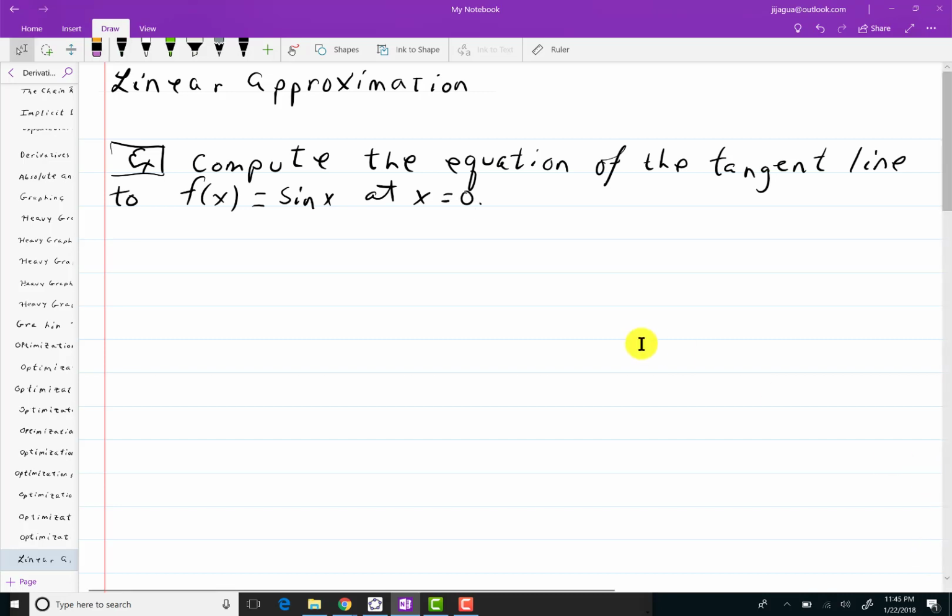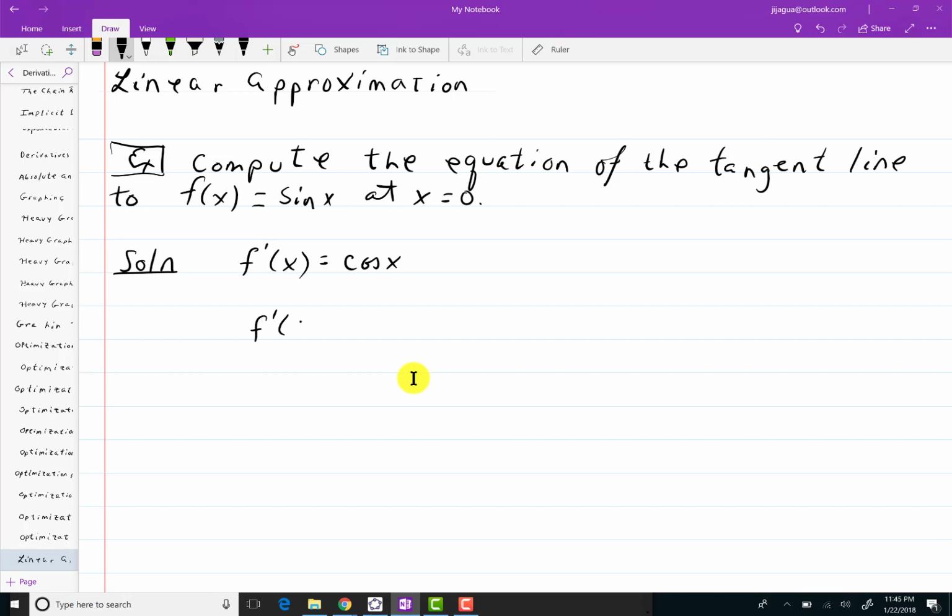So if we want to compute the equation of the tangent line, first thing we have to do is take the derivative and then plug in x equal to 0. So we'll start: f prime of x equals cosine of x. F prime of 0 equals cosine of 0, which equals 1. So this tells us that the slope equals 1.